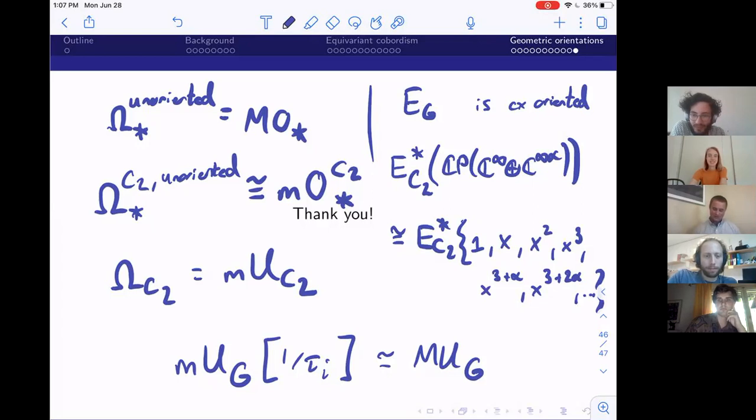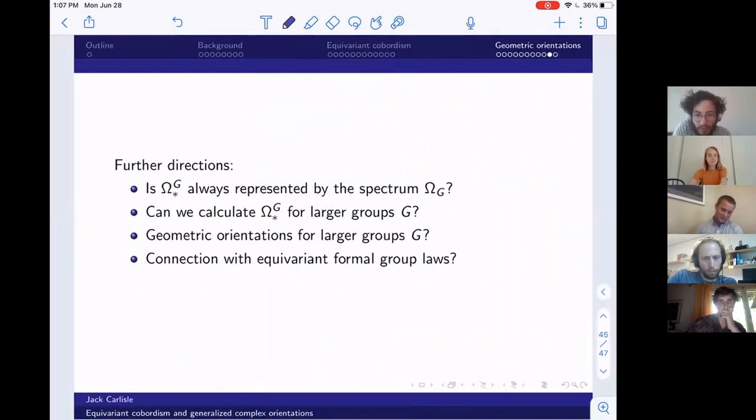but yeah, things are pretty complicated. Can I also ask if I understand correctly? You said that if you take the connective cover of big KUC2, then this is going to be geometrically complex oriented or geometrically oriented. So you're saying that it's not complex oriented. Exactly. This is an example of a spectrum.